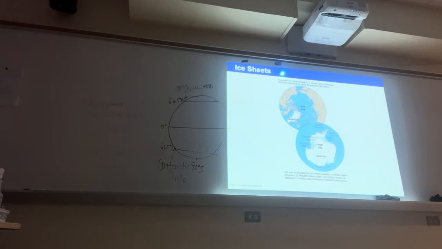This is an example of the ice sheets that we have. So Greenland's ice sheet is a lot smaller than Antarctica's. Of course, the Antarctic ice sheet is our largest.